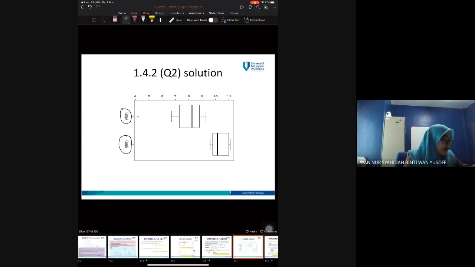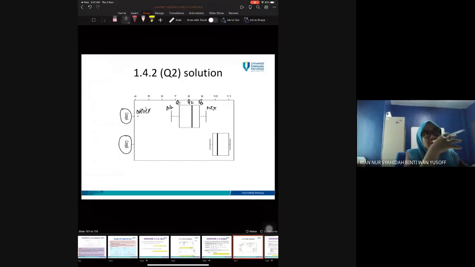And like before, we have to label the values that we plot. So we have the outlier here, the mean, Q1, Q2, Q3, and also the max here. Similarly for company B, the outlier here.